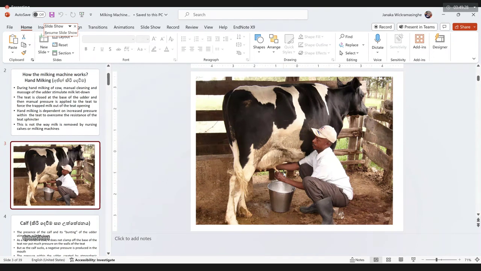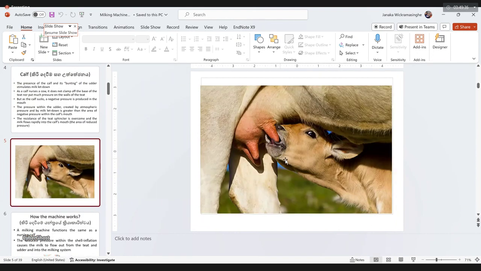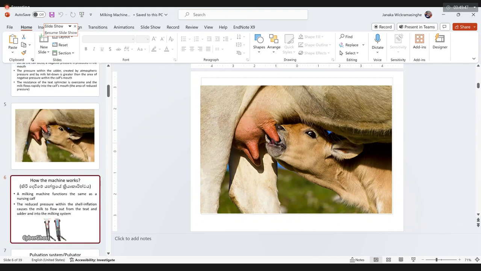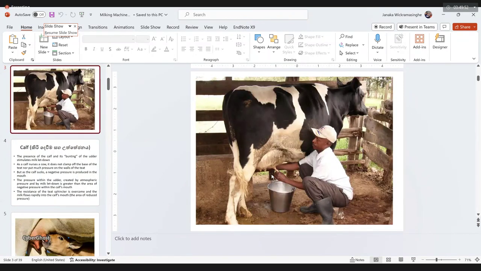Otherwise we cannot assure a clean milk production process. This is the drinking of milk by a young calf. We should not allow them to drink milk before we do the milking process. That is the main thing we have to consider, and we have to clean before we start the milking process. The milker should clean the teats and the udder of these animals to assure clean milk production.